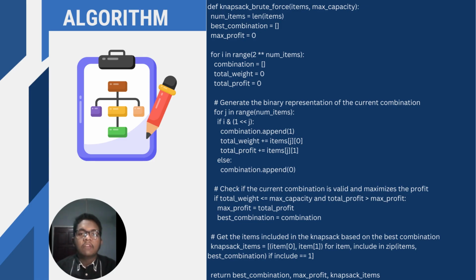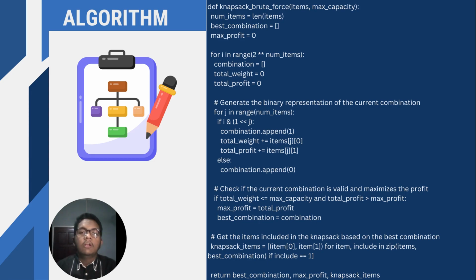The function initializes the variables best combination and max profit, which will store the combination of items and the maximum profit found so far. The function then iterates through all possible combinations of items using binary representation. The outer loop runs from 0 to 2 to the power of number of items minus 1. The number of iterations will be 2 to the power of number of items, as each item can either be included (1) or not included (0). Within each iteration, a new combination list, total weight, and total profit are initialized to keep track of the current combination's properties.